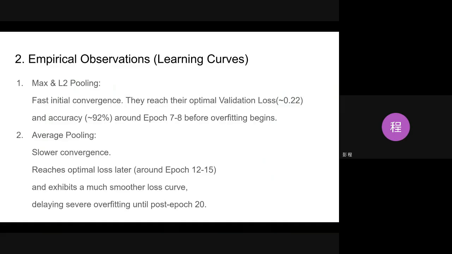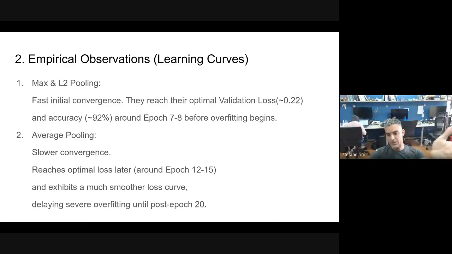From the specific seeds results, max and L2 pooling appear to have fast initial convergence and reach their optimal validation loss and accuracy at about 7 to 8 epochs before overfitting. And for average pooling, they have slower convergence and delay the overfitting until 20 epochs. Okay, next page. So you see here, the discussion goes to this slide, right?